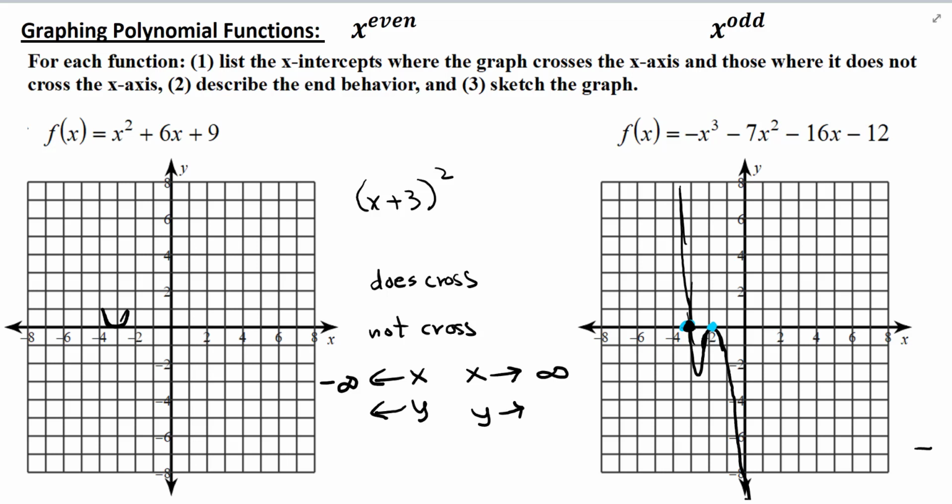Okay, this video is an extension of the previous video, and the only thing that we're adding to it is now we're also going to describe the end behavior, which is talking essentially about the domain and range. What's happening with the graph at both ends of the graph? All right, so we need to list the x-intercepts where the graph crosses the x-axis and where it does not, and then describe end behavior.